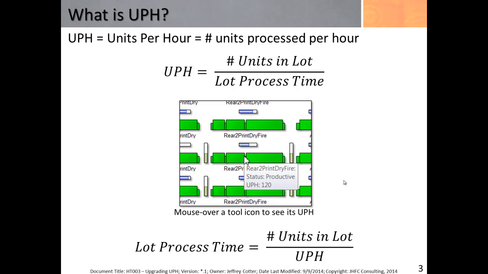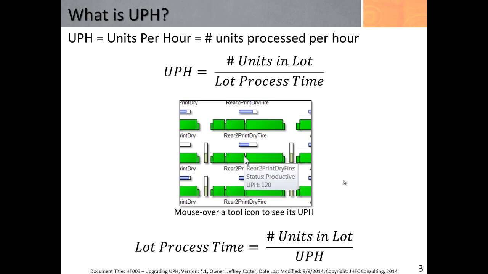UPH is a tool metric that describes the throughput of a given production tool. It stands for units per hour. It's the number of units that are processed in 1 hour. The definition of UPH is the number of units that are in a lot divided by the amount of time that it takes to process that lot.